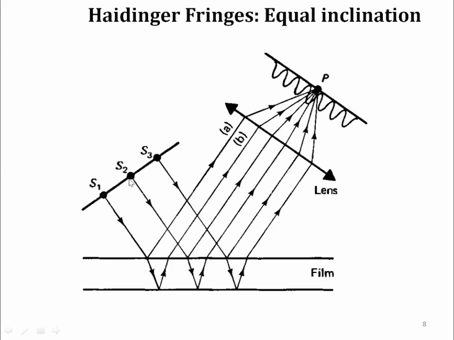I hope you remember that we have discussed in the previous classes that the two portions of the same light source, which is a finite size source, may not have a very well defined phase relation, so they are not coherent. S1, S2, S3 are not coherent. But as far as S1 is concerned, light going from S1 is incident at some specific angle of inclination. That is why this term inclination comes here. The important thing to notice is that light coming from all these sources falling on the film has equal inclination, correct?